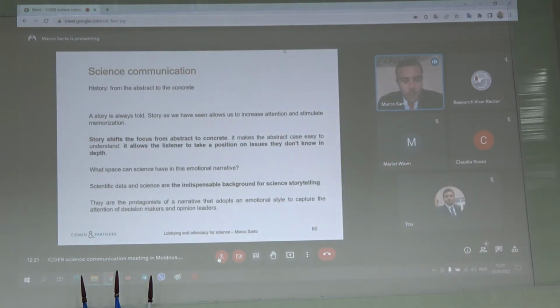So, moving to the end of this small talk, we may say that story shifts the focus from abstract to concrete, and allows the listener to take a position on issues that they do not know in depth. So, scientific data and science are the indispensable background for science storytelling. But for sure, we are talking about storytelling, so sometimes, if I speak with politicians, decision makers, or with civil society, we have to understand that they should have the ability to understand us. And this is important because when we talk, we have to try to be effective. We have to try to create a good communication in order to create an emotional feeling, in order to create a story, in order to be remembered.